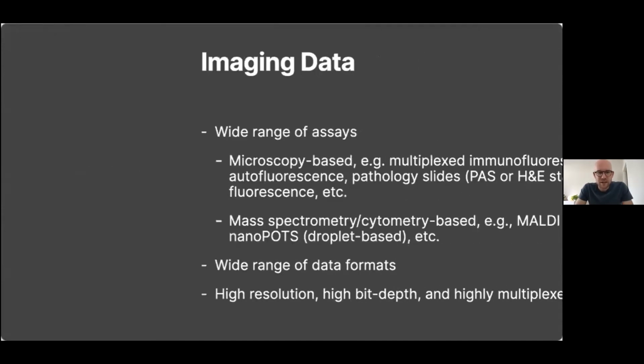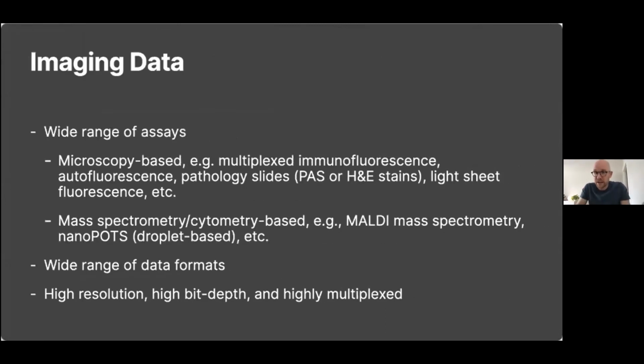In terms of imaging data, I want to make a few quick comments here, and I realize I'm maybe a little short on time. So I'll just point out a few things that I think are important to say about imaging data. As I said, there are lots of different assays that people generate for these kinds of studies, and they can be optical, they can be mass spectrometry or mass cytometry based. You'll generally end up with a lot of different data formats. So what are you going to do about that?